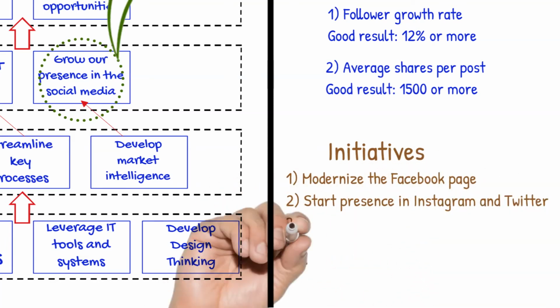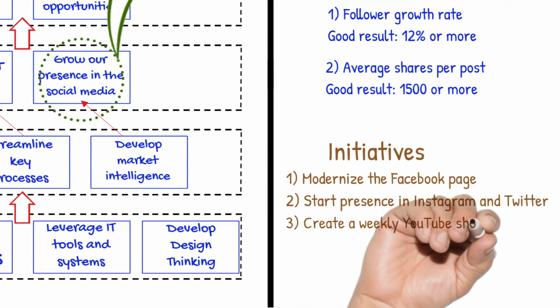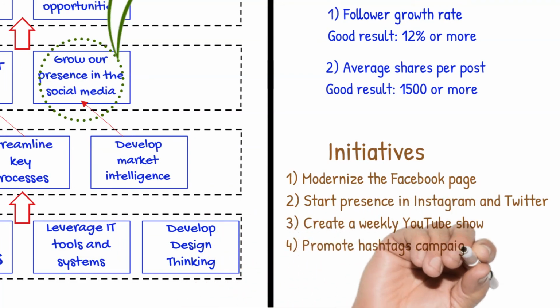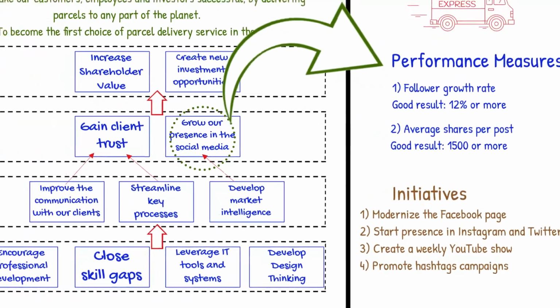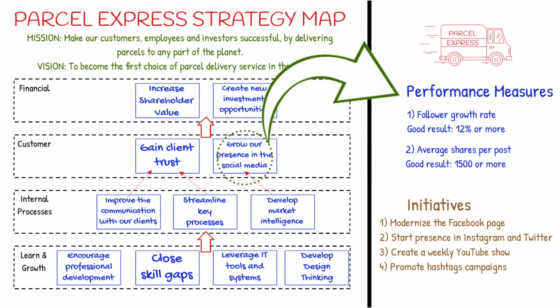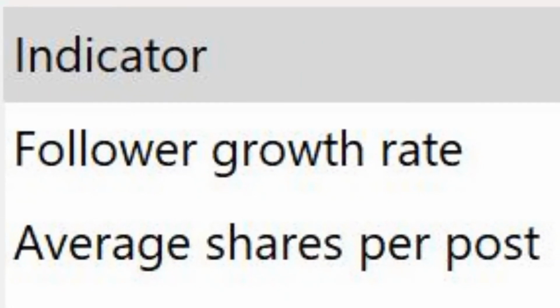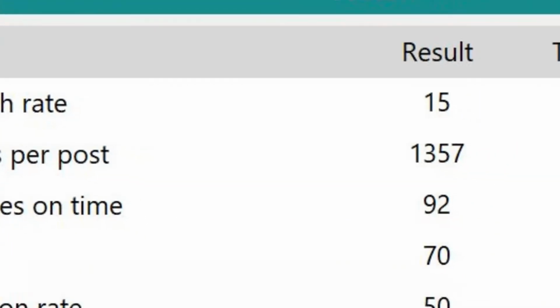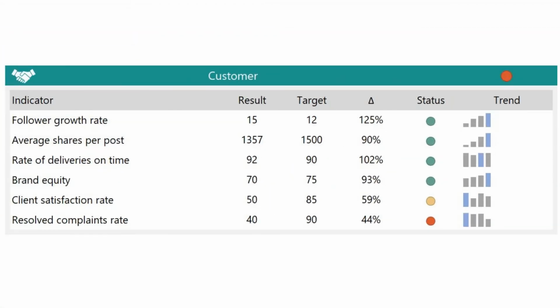They will start their presence in Instagram and Twitter. They will create a weekly YouTube show. And they will promote hashtag campaigns. As you can see, this powerful cause and effect relation creates a unique condition that allows the business to concentrate their daily efforts on the things that really matter. And this is one of the biggest benefits of the balanced scorecard. They are now able to monitor the specific results in a scorecard at a proper frequency, providing information that allows the company to understand if they are going in the right direction or not.